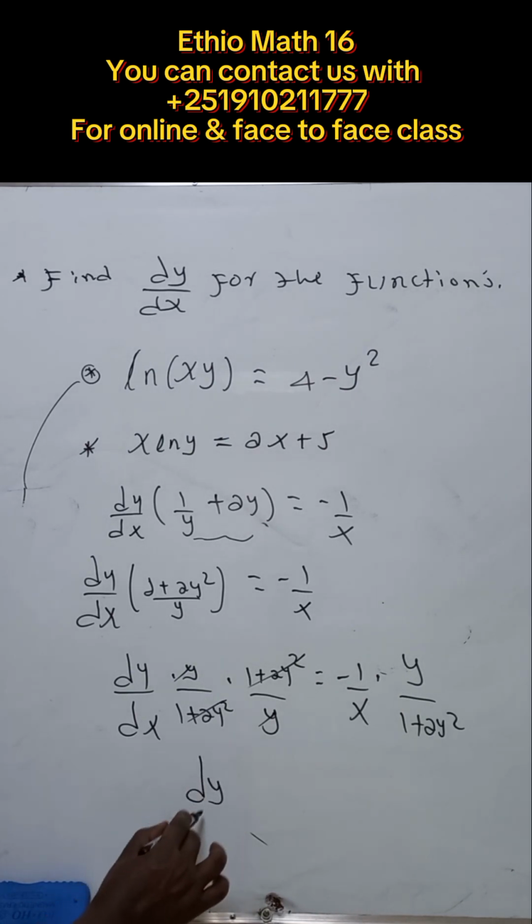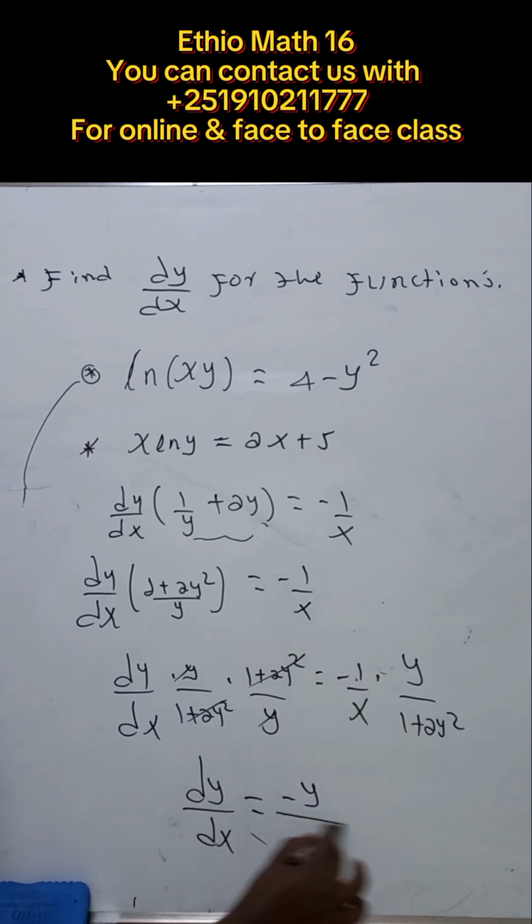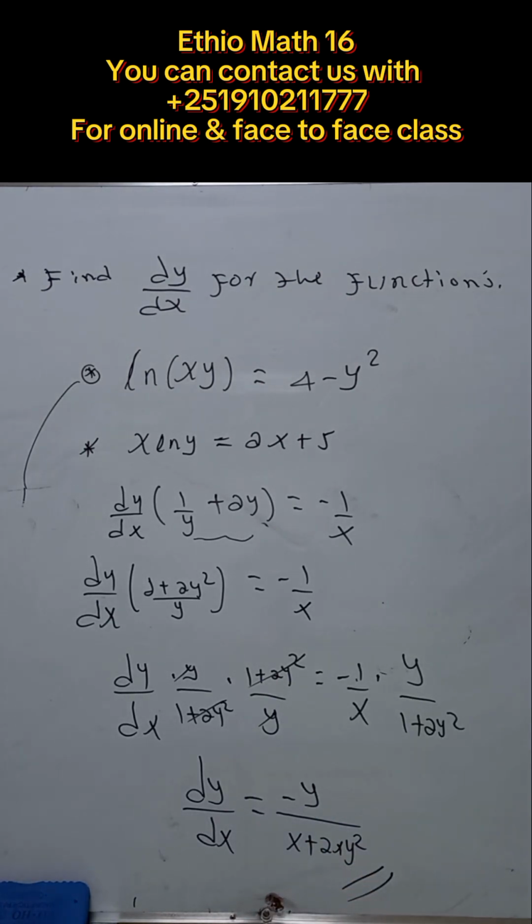And finally we have dy by dx is immediately given by negative y over x times this, x plus 2xy squared, which will be the derivative of this function with respect to x. So this is the way how we are going to find the derivative of the first function, ln of xy equals 4 minus y squared. It's an implicit differentiation. You can find the derivative for any problem, but you need to know the principle of the rules. That's very important to find the derivative of any function in general.